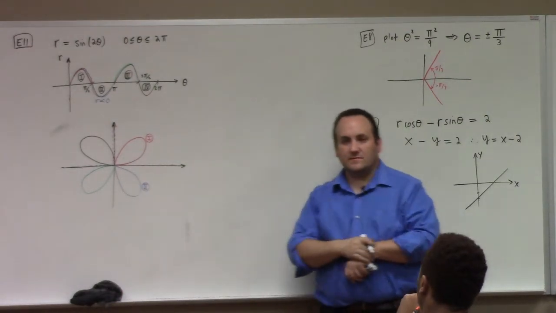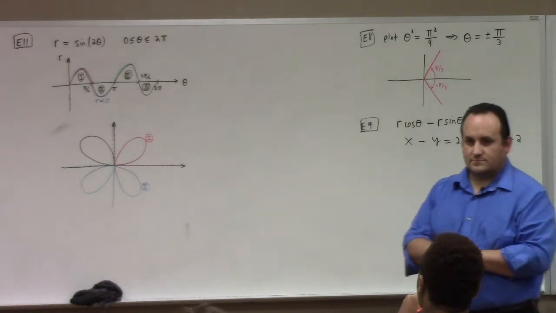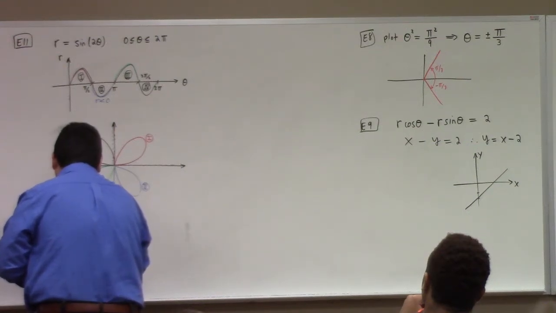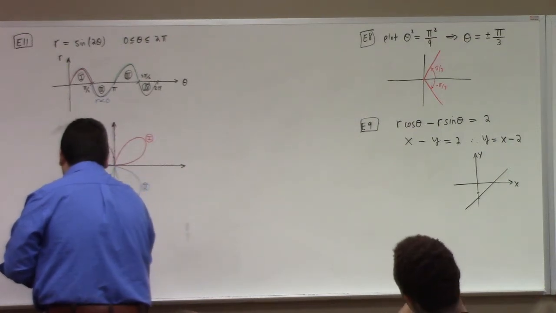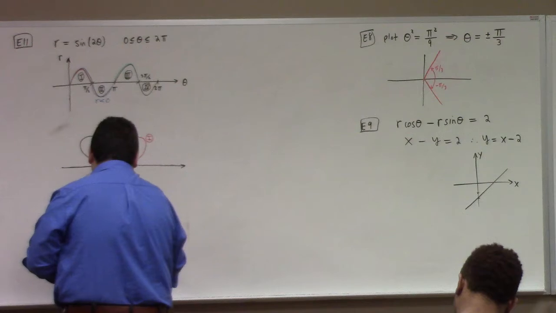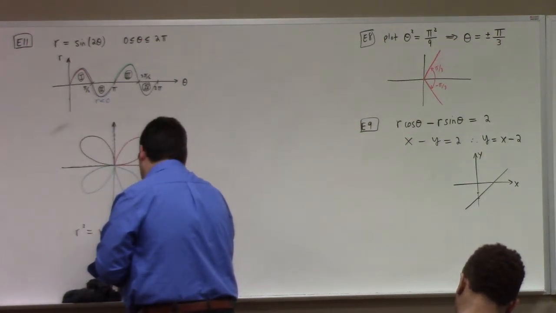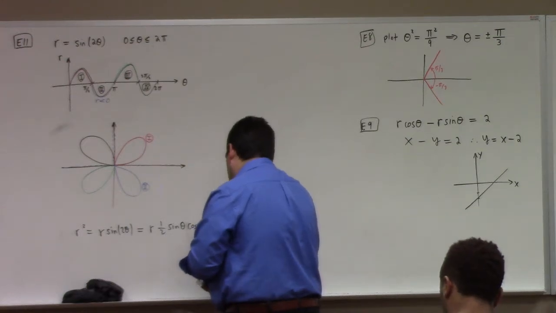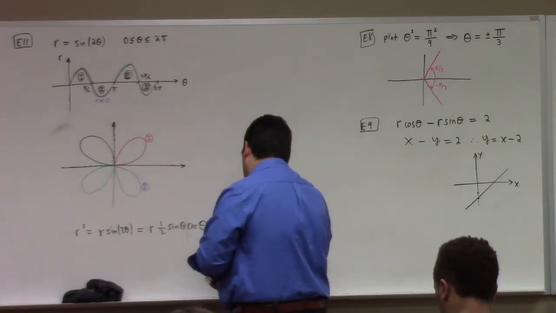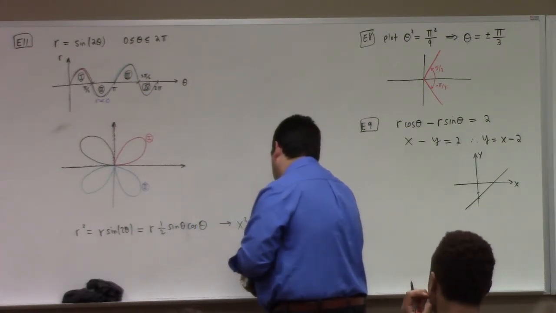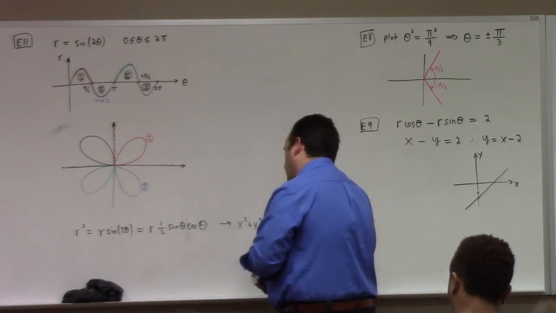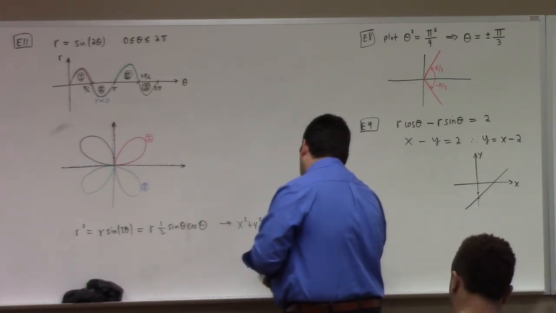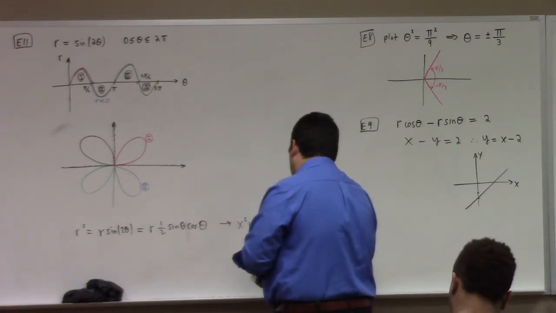What's the Cartesian equation of this? I mean, I can figure it out now. Let me multiply by r. I got r squared equals r sine 2 theta, which is r times 2 sine theta cosine theta, which means that x squared plus y squared is equal to, let's say, 2 times y over the square root of x squared plus y squared times x over the square root of x squared plus y squared. There you go.